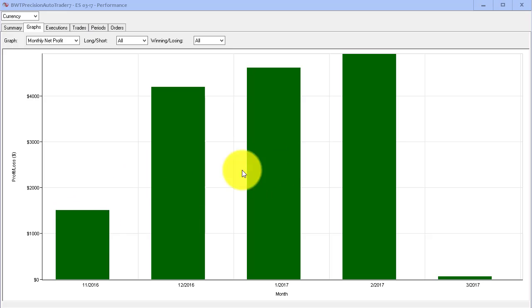This is a bar graph showing the monthly net profit. And since it's the beginning of March, we only have a few days here.